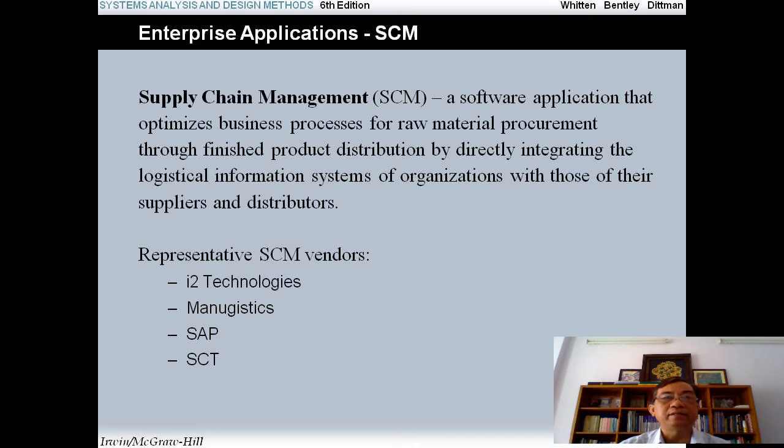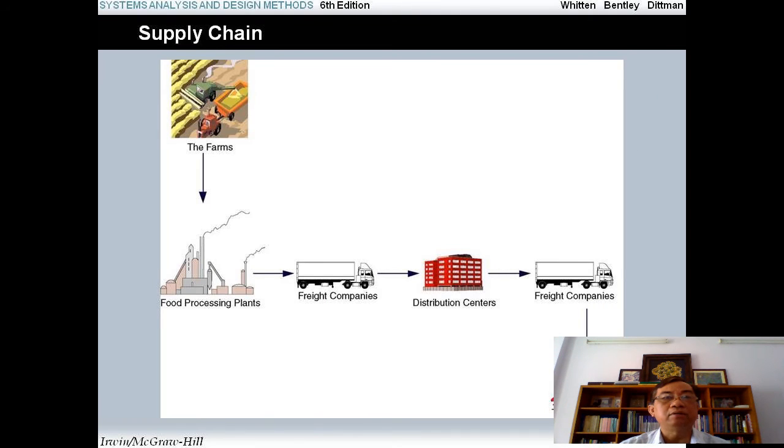Enterprise application SCM. SCM stands for Supply Chain Management, a software application that organizes business processes for raw material procurement through finished product distribution by integrating the logistical information systems of organizations with those of their suppliers and distributors. You also have SCM vendors like i2 Technologies, SAP, and so forth. And you see here a supply chain from the farm to the food processing plants, fry companies, distribution center, and fry company and the restaurant is a supply chain.